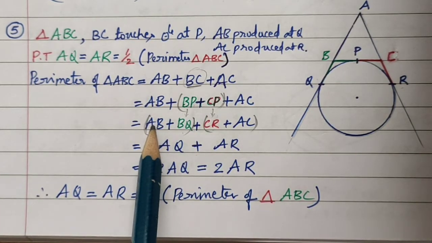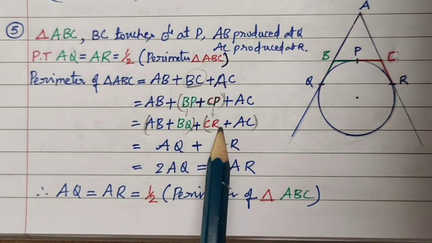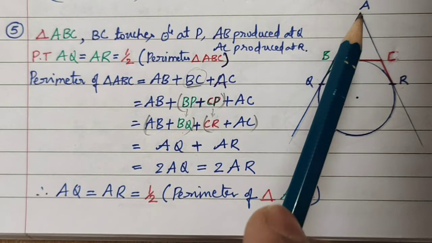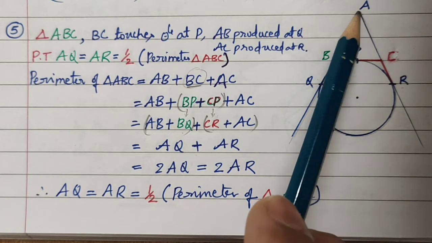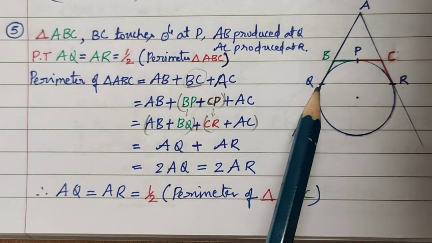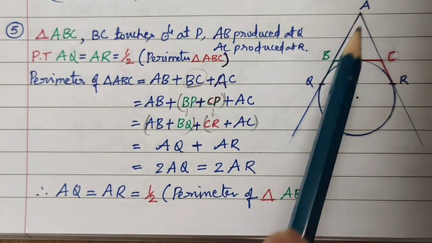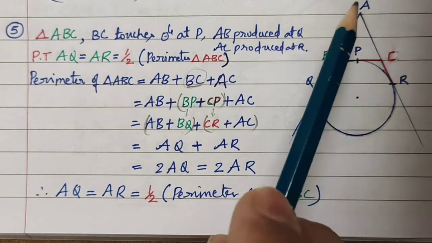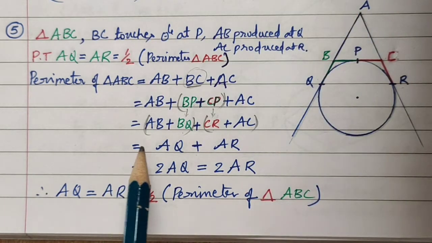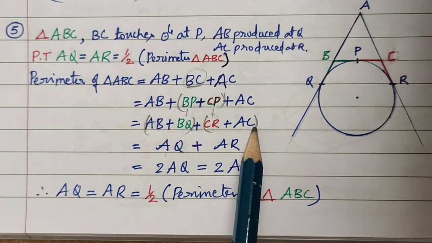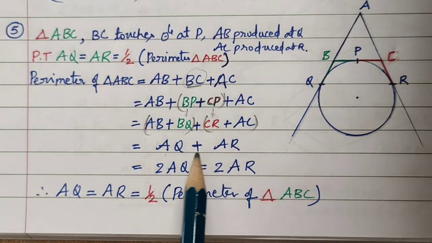Then we are clubbing these two: AB plus BQ, and AC plus CR. AB plus BQ is equal to AQ. AC plus CR is AR.